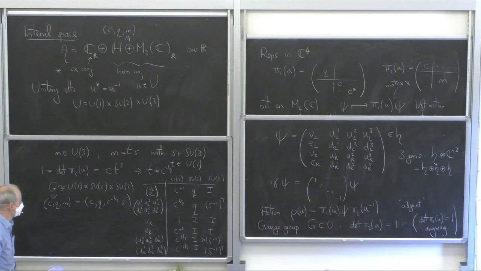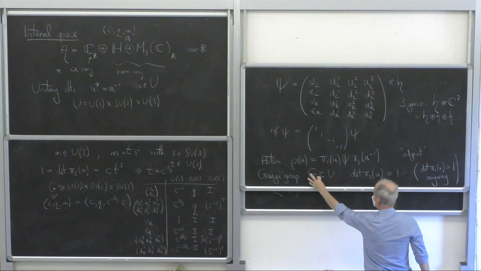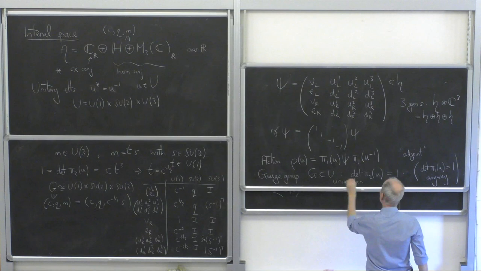Okay. And so the important thing was this condition here. And this condition here is what gave us the right gauge group. It has a name, it's called the unimodular condition.